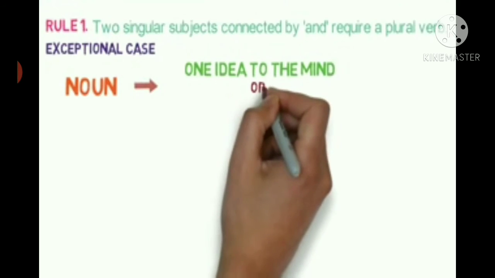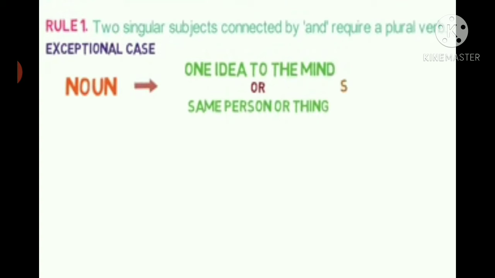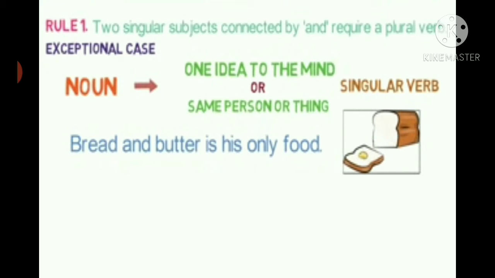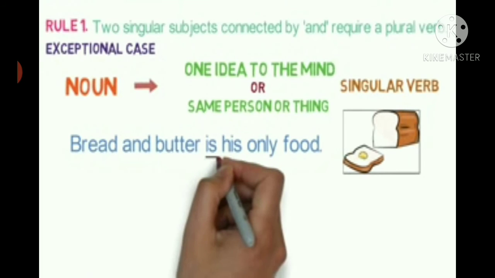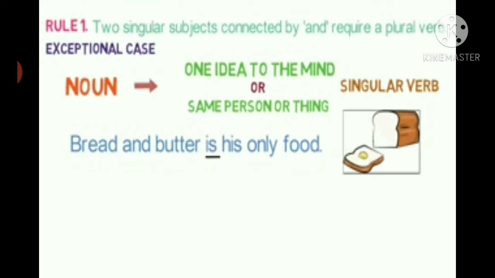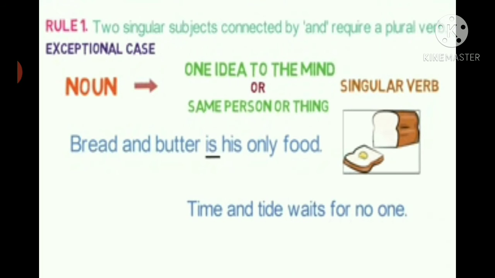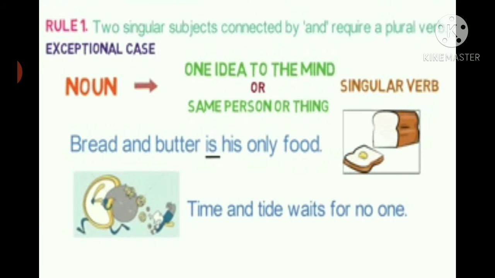Okay, now exceptional cases. What are exceptional cases? Let's see that. One idea to the mind or same person or thing. You can say a combination. Okay, like bread and butter is his only food. Now bread and butter, you cannot eat butter alone, you cannot eat bread alone, because it's a combination. Bread and butter is a combination. Okay, so for combination we always use singular verb.